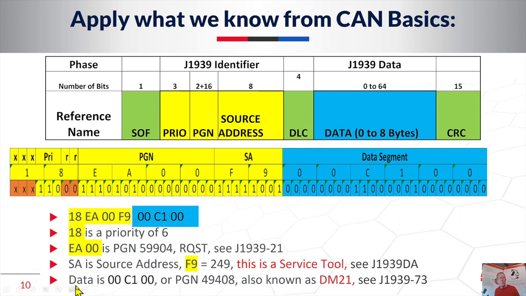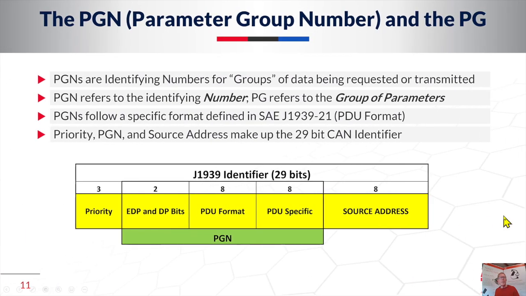It's requesting 00C100. That is PGN decimal 49408, also known as a DM21. The service tool is requesting, with a priority 6 message, a DM21. That's what this tells us. You can trace all that back to the specs. It's a good thing to do to understand a message. You can take any message apart with this method, from raw data to actually what it's doing. It's a very, very good exercise for understanding more about J1939.